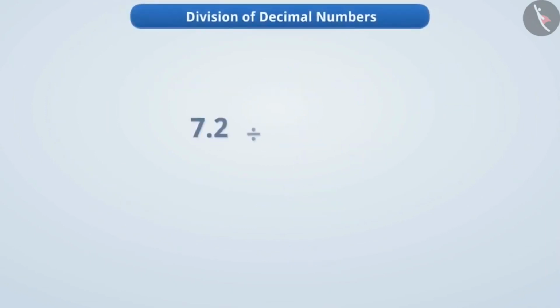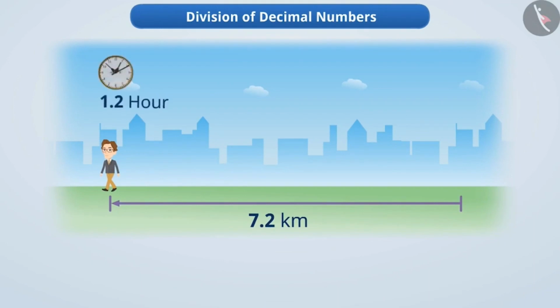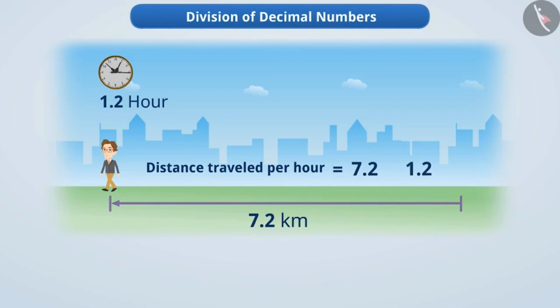Now let's understand how to divide one decimal number by another decimal number. A person covers a distance of 7.2 kilometers. If he takes 1.2 hours to cover such a distance, then how much distance will he be able to cover per hour? To find out the answer, we have to divide 7.2 kilometers by 1.2 hours. As you can see, here we are dividing one decimal number by another decimal number. Let's obtain the quotient of 7.2 divided by 1.2.